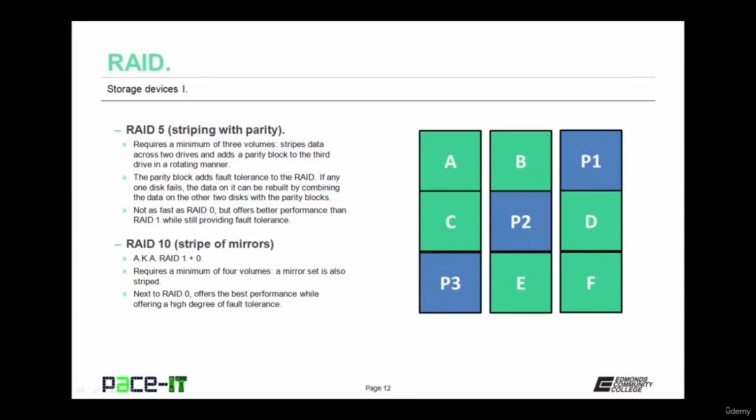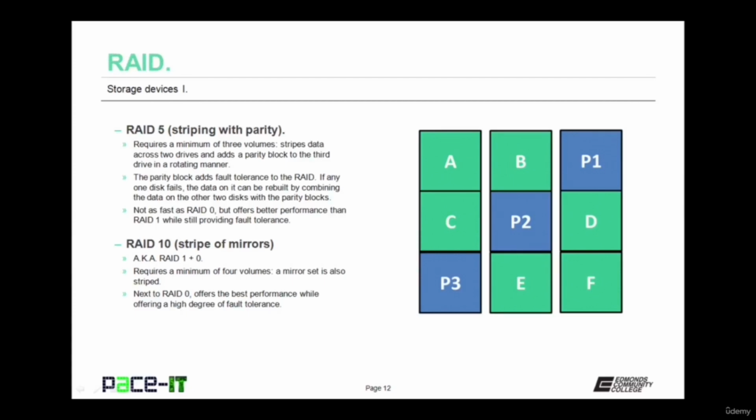In an effort to improve RAID performance, RAID 5 was developed, and it can also be called striping with parity. Now RAID 5 requires a minimum of at least 3 drives. In a RAID 5 setup with 3 volumes, it stripes data across 2 drives and adds a parity block to the 3rd drive in a rotating manner. The parity block adds fault tolerance to the RAID. If any one disk fails, the data can still be rebuilt by combining the data on the other 2 disks and combining it with the remaining parity blocks.